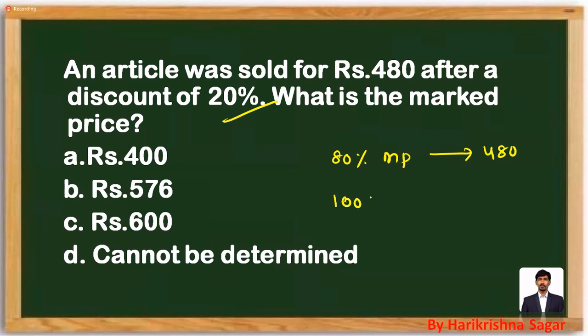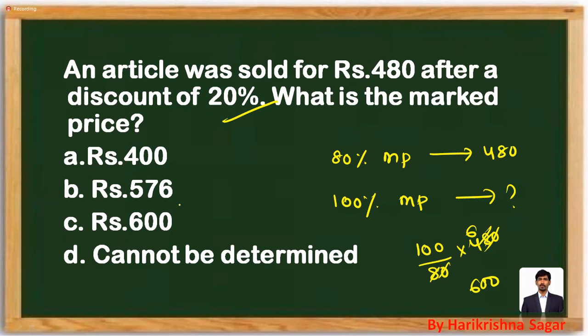That means 100% of the market price will be equal to how much? So 100 divided by 80 into 480. This will give your answer choice. 8 sixes are 48, so 600 is the answer. Mark it as option C.